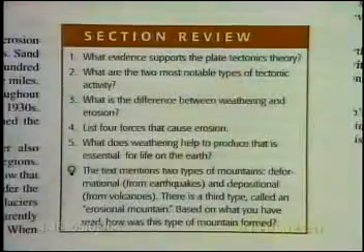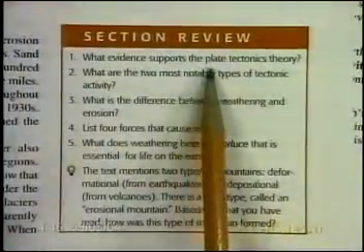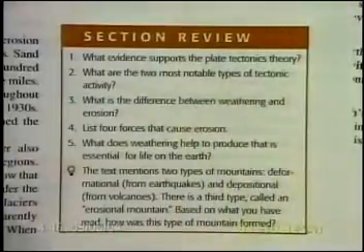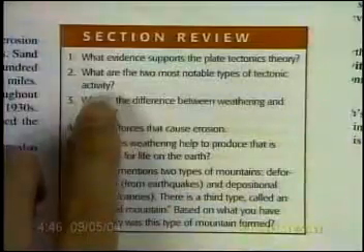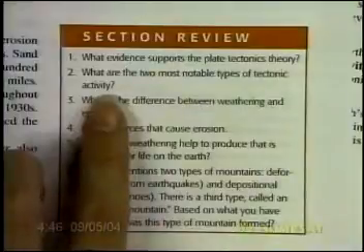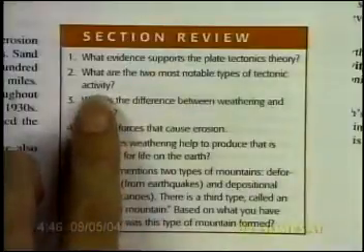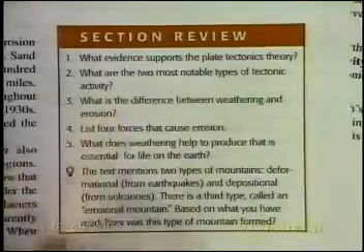And right now we're going to look quickly at the section review together. Since we're wrapping up, I want you to have time to work on your chapter review. In your textbook on page 35, what evidence supports the plate tectonics theory? The main evidence is the clustering of earthquakes and volcanoes along distinct lines. The second question, I'm rushing a little bit just to make sure we get done. The two most notable types of tectonic activity, do you recall? Those would be faulting and folding that we can observe.